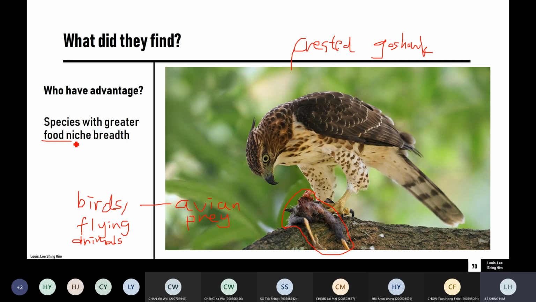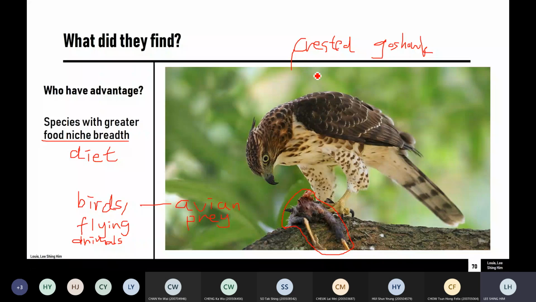What is this word, food niche breadth? It just means the type of prey in their diet. So you remember last time I talked about a species called crested serpent eagle, 蛇雕. For a serpent eagle, its diet is focused on snakes, 蛇, or reptiles, 爬蟲類. But in the urban area, are there many snakes? I don't think so. So the diet of crested serpent eagle is quite narrow.